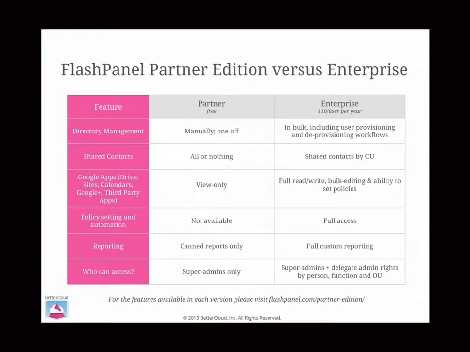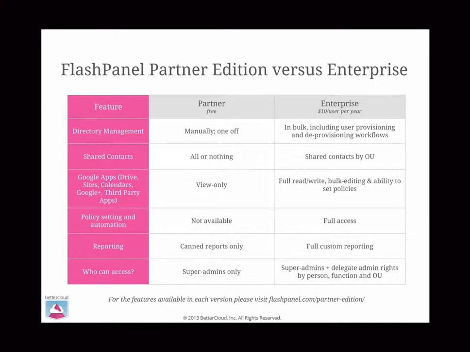So the first column, really, is directory management. In the partner edition, this is one at a time, manual. If you have 10 users on your domain, you can probably use the partner edition very easily. If you're 50, I'm not quite sure. If you're bigger than 50, I'd say Enterprise is probably right for you. But there are a couple of things in Partner Edition that could be fine for everybody. So I don't want to push you in one way or the other. I just would like to state the facts. So shared contacts, you get, kind of all or nothing, being able to push all the contacts out.